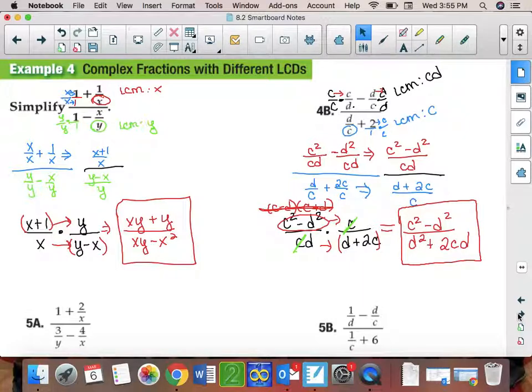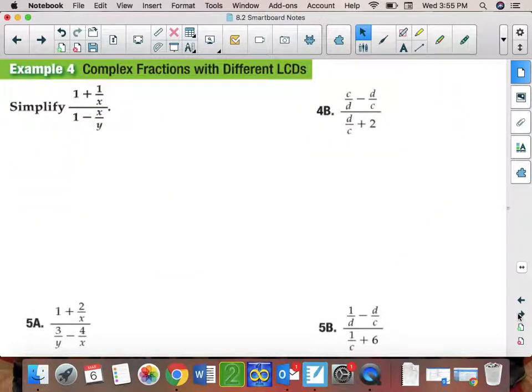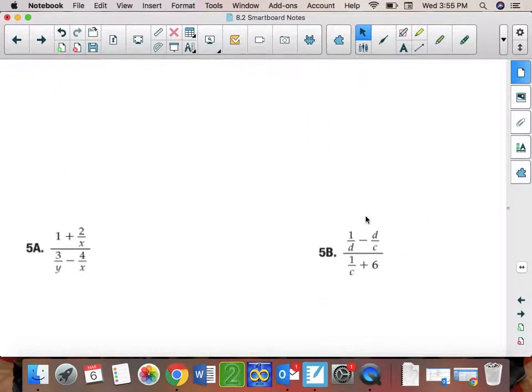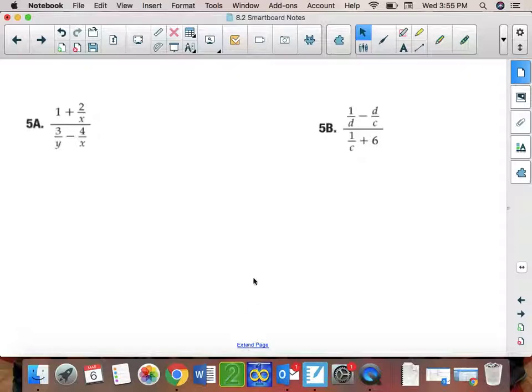Okay? All right, so let's look at two more of these. And we'll look at 5a. Then I'm hoping 5b maybe you can do on your own. Okay, so let's look at the top. So if you notice on 5a, the top, I'm going to make this one a fraction. I know the LCM is x because it's my only factor. So I just need to multiply this by x over x. Okay, so that's going to become x plus 2 over x.